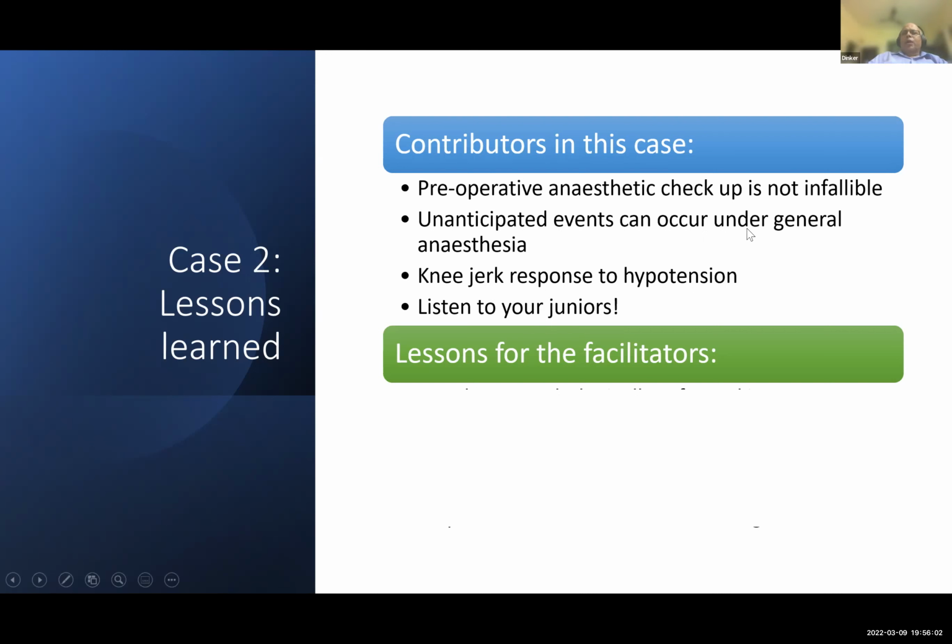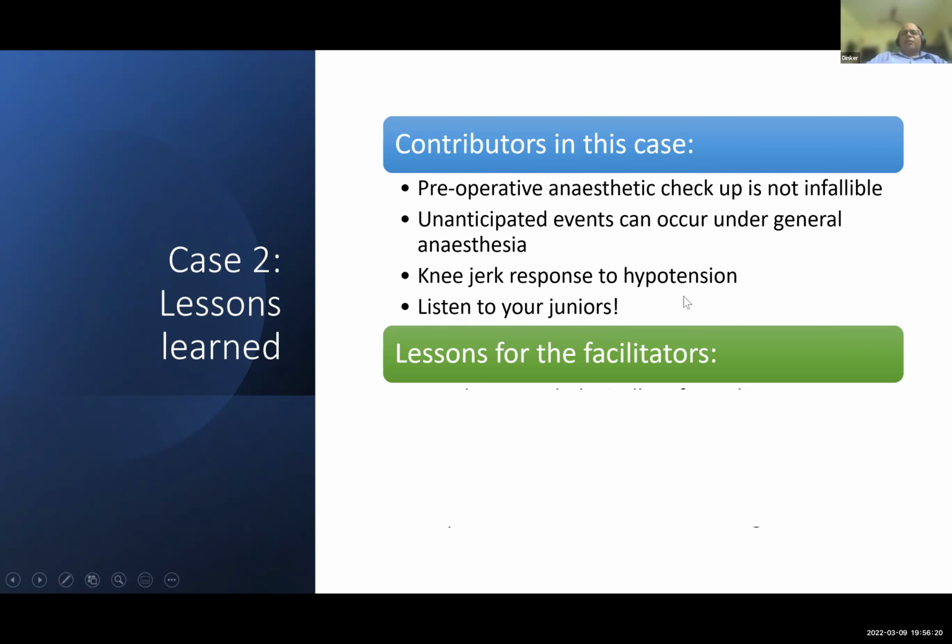Unanticipated events can always occur under general anesthesia. Again, there was a knee-jerk response to the low blood pressure over here. They did not try to analyze why the BP was low, when the expected response of BP did not come up when they did all the treatment that they thought was appropriate for the patient.